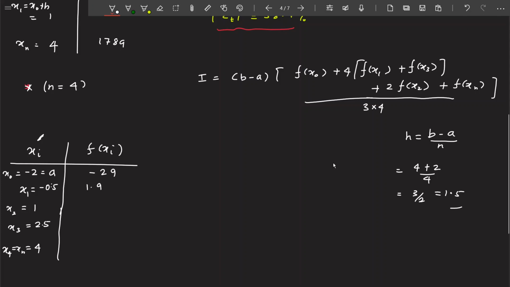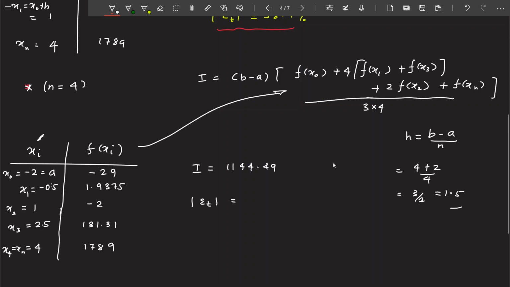The values are minus 29, 1.9375, minus 2, 131.31, and 17889. And when you substitute these values in this formula, the value of I that you will be getting is 1144149. And if you see, the percentage error comes out to be 3.6%.